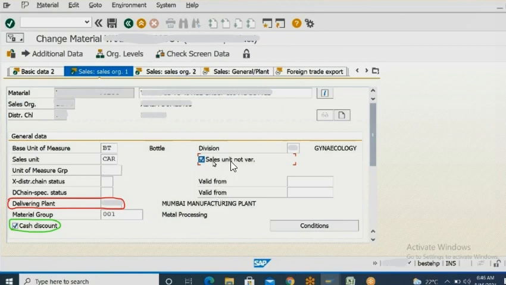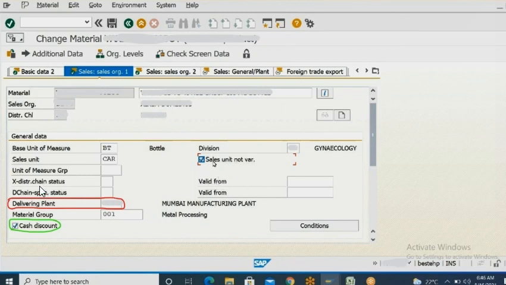Next, sales unit not vary. If you check sales unit not vary, then the system will not allow you to change the sales unit while creating the sales document. So if you mention it here and check it, you cannot change the sales unit while you are creating the sales document.